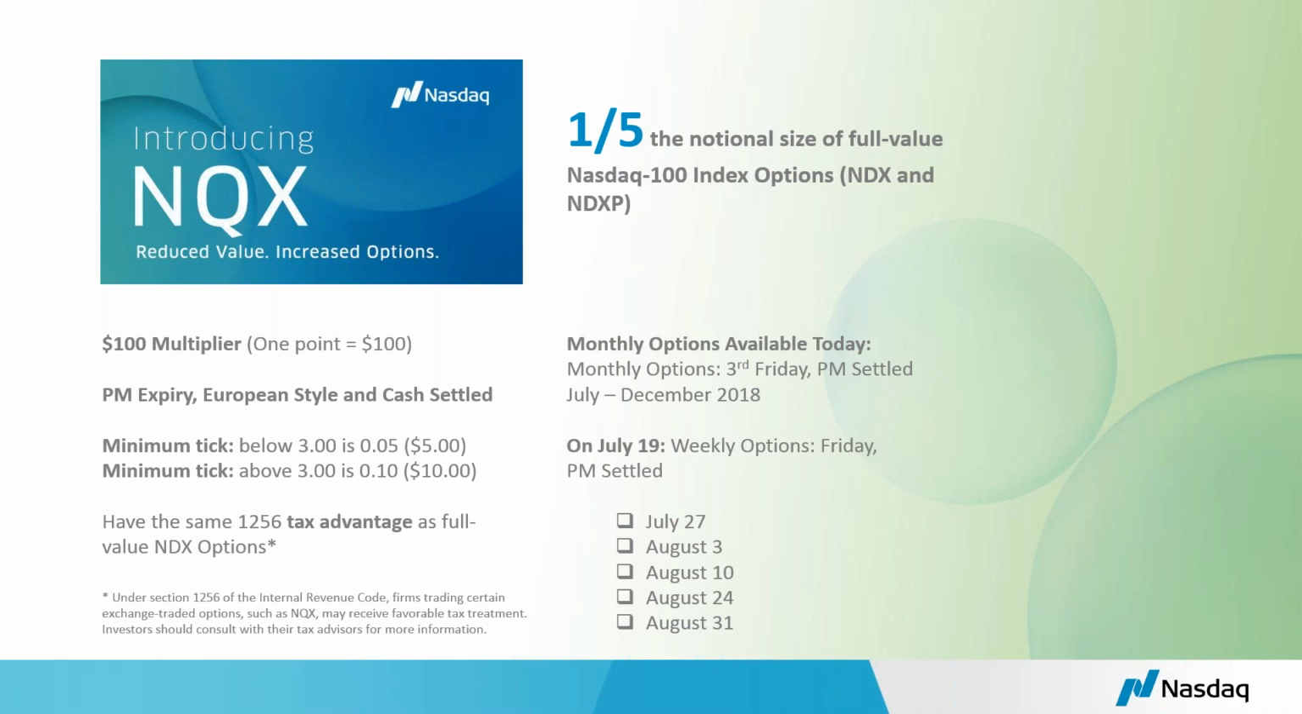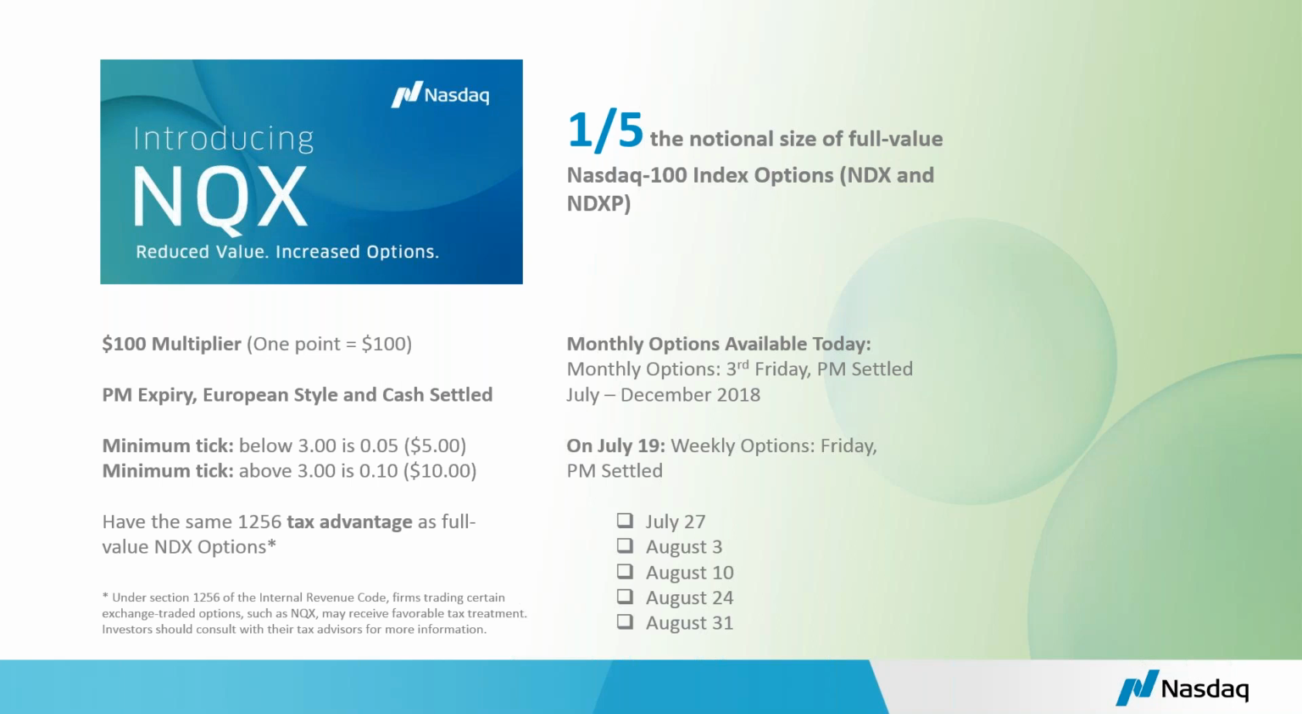And of course, option premium above $3, minimum tick is 10 cents, equal to $10. Now, it's important in terms of takeaway today to note that NQX is a broad-based index, and hence it qualifies for Section 1256 tax advantages, no different than NDX options. But of course, in any tax situation, we encourage you to consult with your tax advisor.